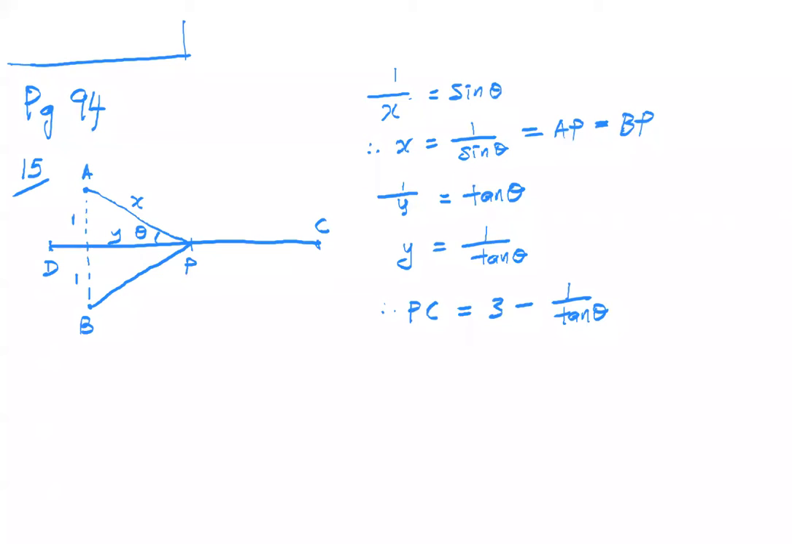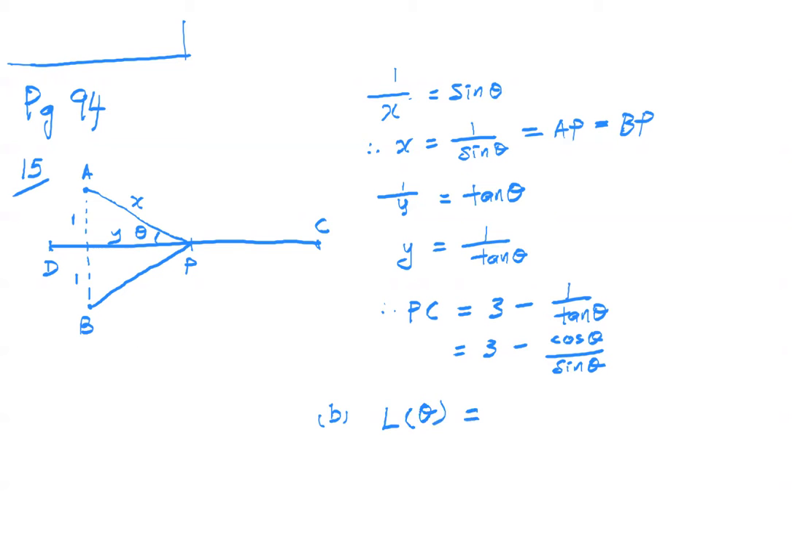Okay. When you say tangent theta, I also can write this as 3 minus cos theta over sin theta. Can I? So therefore, I want the length. So that is your part B. You want the length, right?